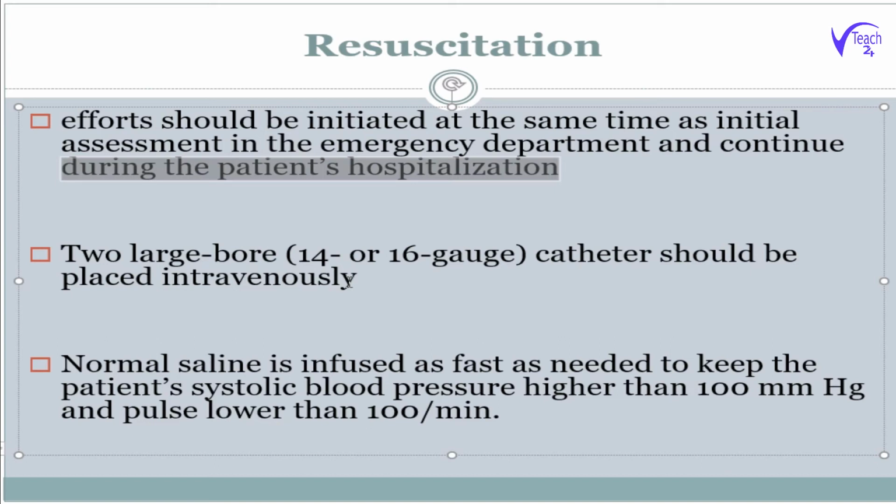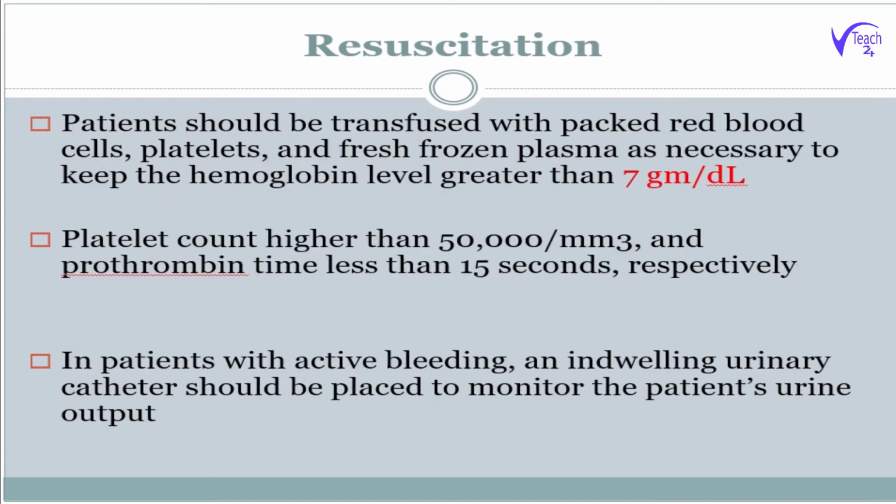Infuse saline when systolic pressure is less than 100 or pulse is more than 100, which means the patient is actively bleeding. So here you see the next step: the patient should be transfused with packed red blood cells, platelets, or fresh frozen plasma as necessary to keep hemoglobin greater than 7 grams per deciliter.